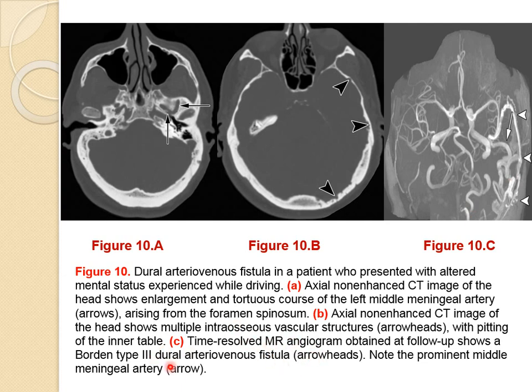Tortuous enlargement, fistula. The artery is connected with the vein, causing congested veins, and the veins cause this indentation on the bone, causing the bone to be eroded or mottled, or whatever you call it. Okay? Dural arteriovenous fistula. And here is the site of the fistula. An aneurysm will cause a single focal indentation.